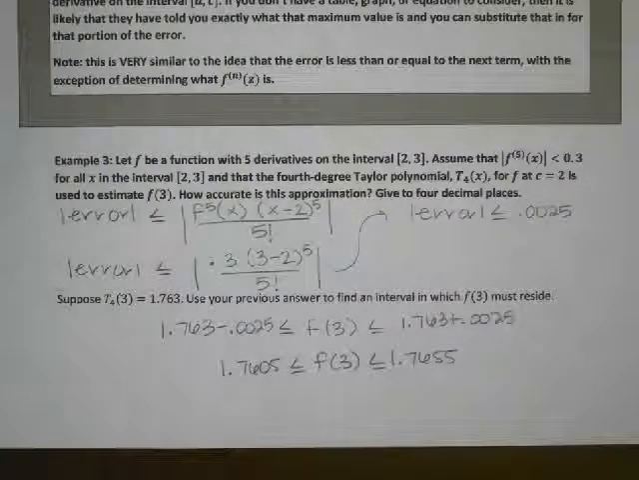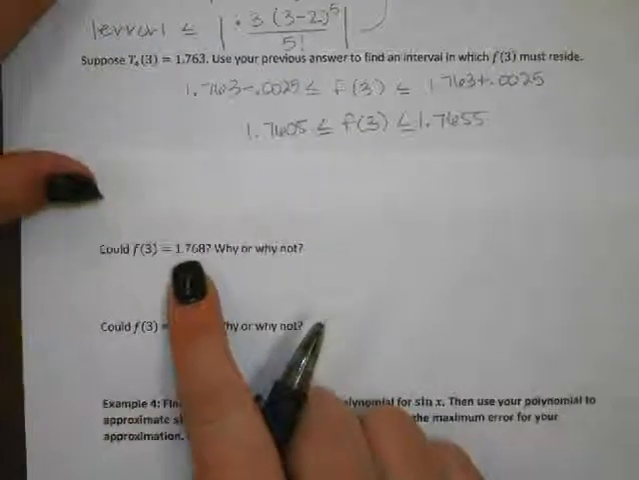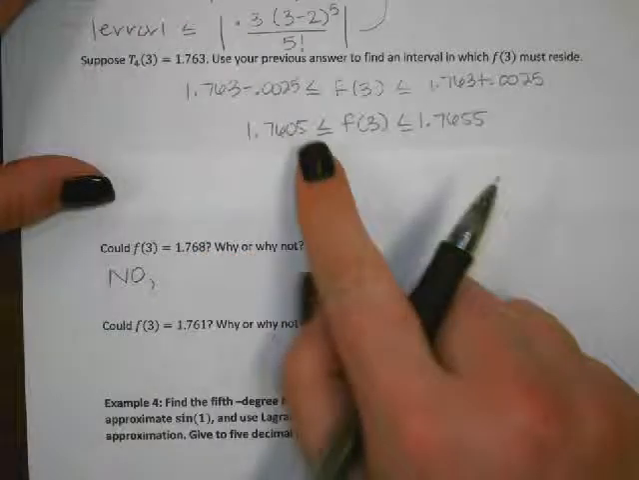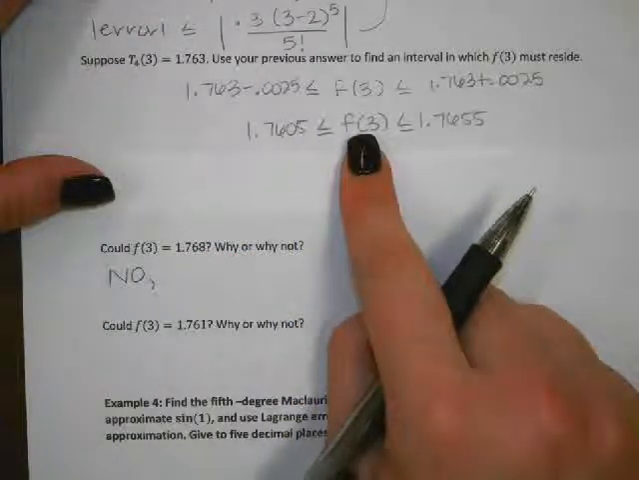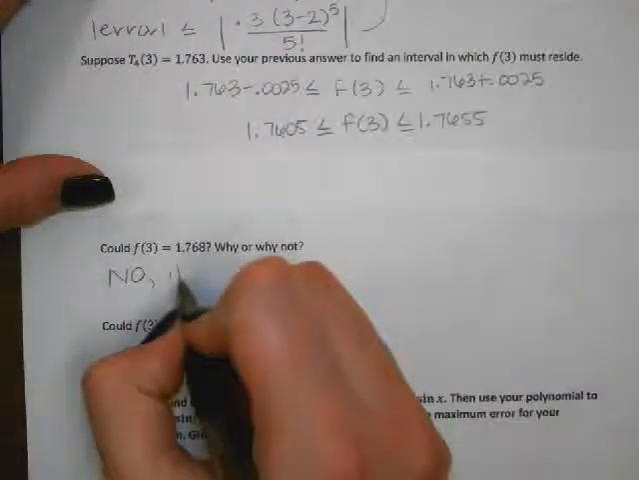All right, so if you turn to the next page of your notes, it's asking, could the actual curve evaluated at 3 equal the decimal 1.768, why or why not? And the answer is no. And that's because if you look, 1.768 is not on the interval. Okay, so I'm going to say it's not on the interval.